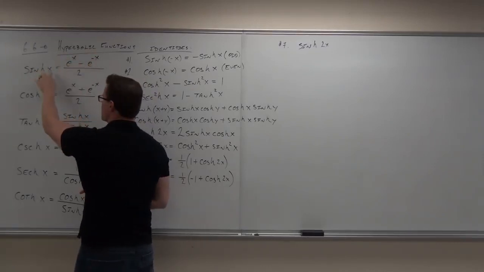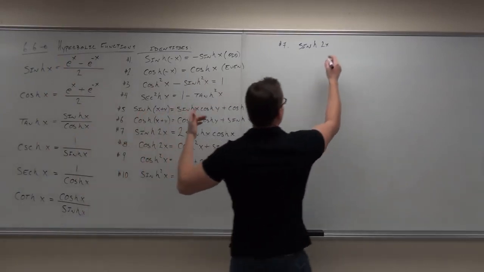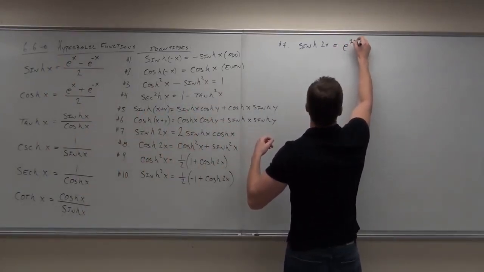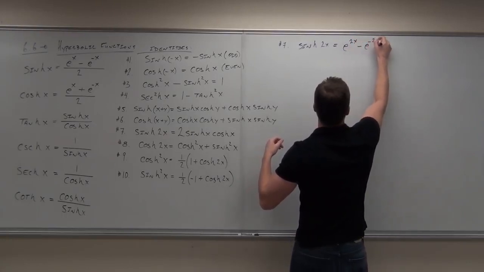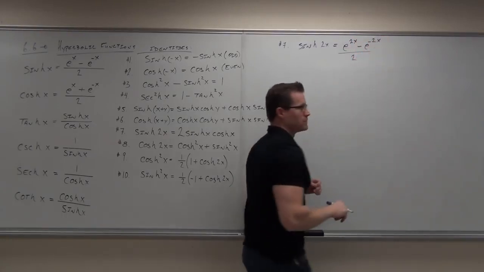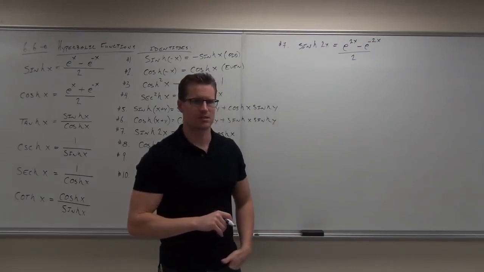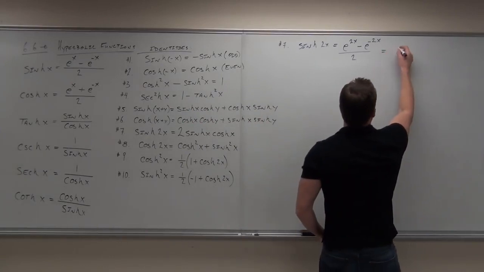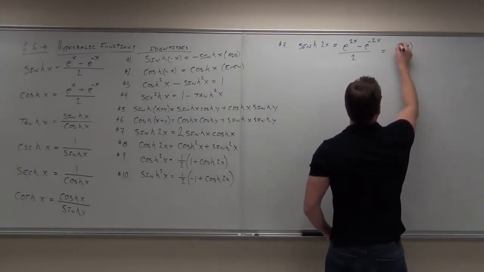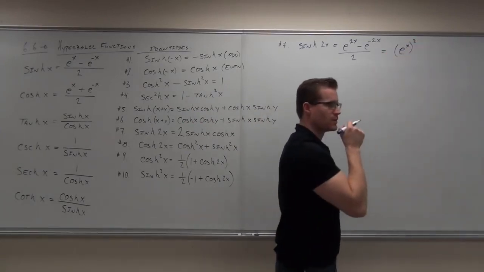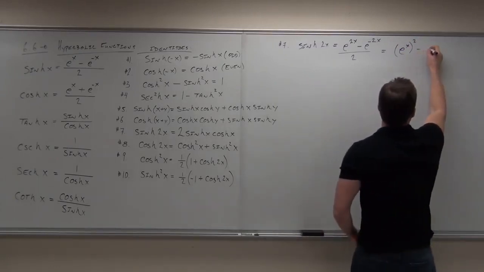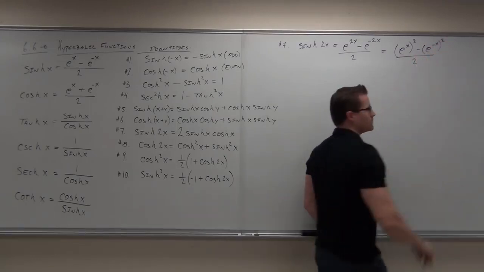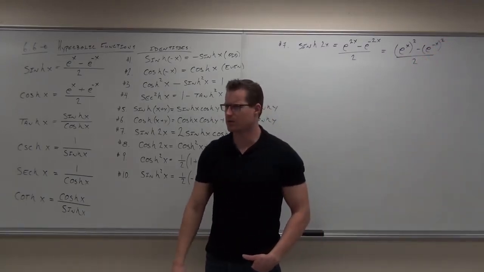Does that make sense? Whatever you have here is whatever you plug in there. So then this equals e to the 2x minus e to the negative 2x all over 2. Does that make sense? Let's rewrite it just a little bit. I'm going to rewrite this as e to the x squared minus e to the negative x squared over 2. Is that still legal to do? You okay with that one?